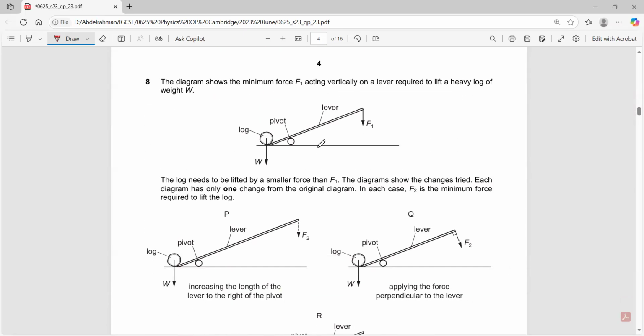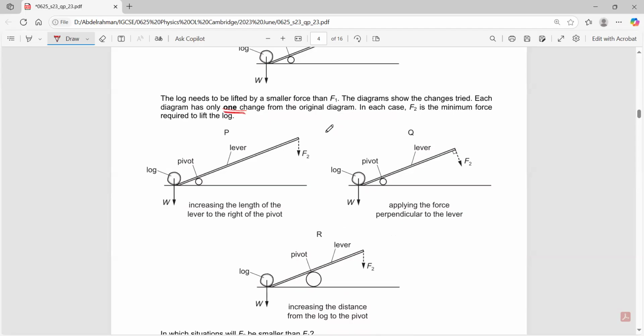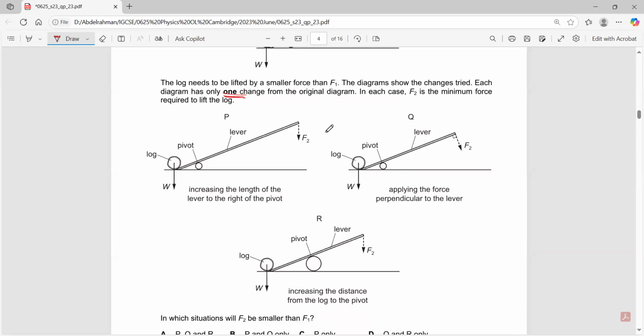The diagram shows the minimum force F1 acting vertically. The log needs to be lifted by a smaller force than F1. The diagrams show the changes tried. Each diagram has only one change from the original diagram. In each case, F2 is the minimum force required to lift the log. F2 needs to be smaller than F1, right?